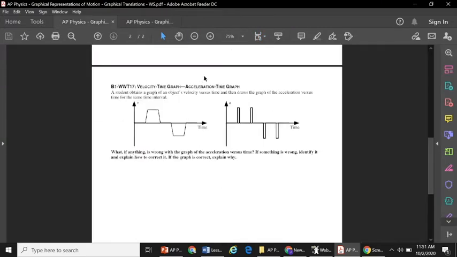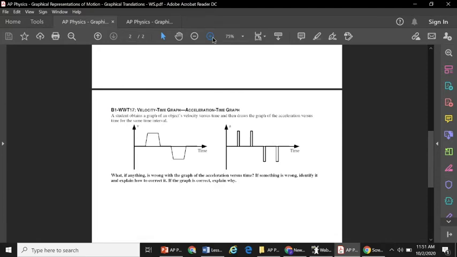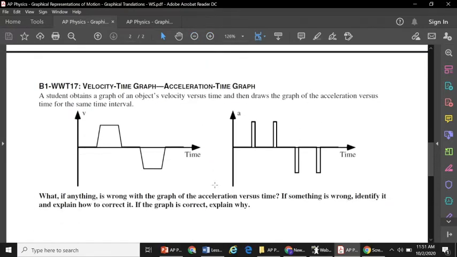Let's just take a second to look at one more. This is on the back of this sheet. There's only one problem on there. It's B1 WWT17. It's a velocity versus time graph. And it says here, a student obtains a graph of an object's velocity versus time, and then draws a graph of the acceleration versus time for the same time interval. They're asking you what, if anything, is wrong with the graph of the acceleration versus time, and if something is wrong, identify it and explain how to correct it. If the graph is correct, explain why. So I'd like you to take, let's say, 5 minutes to look at this one, evaluate whether it's right or wrong, make your explanation, and when you hit play, we'll go over it.